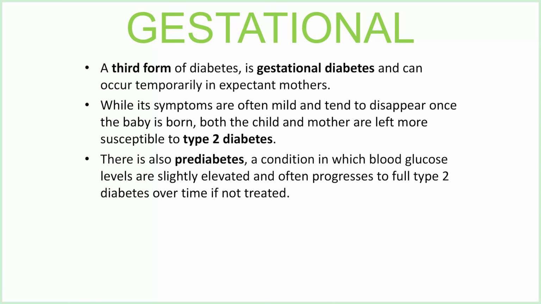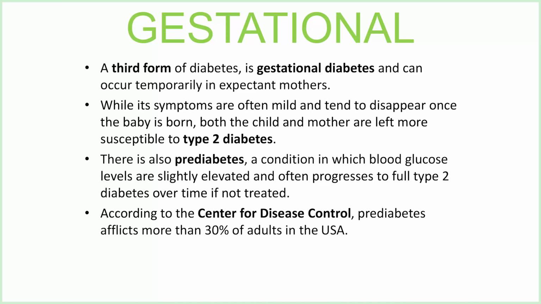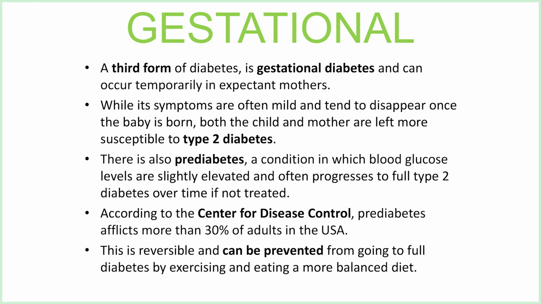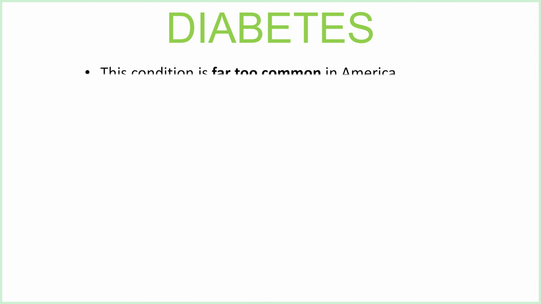There is also prediabetes, a condition in which blood glucose levels are slightly elevated and often progresses to full type 2 diabetes over time if not treated. According to the Center for Disease Control, prediabetes afflicts more than 30% of adults in the USA. This is reversible and can be prevented from going into full diabetes by exercising and eating a more balanced diet. Now, this condition is far too common in America.